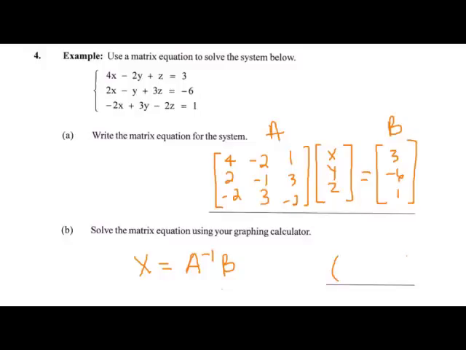So again, we're going to solve the matrix equation using your graphing calculator. So again, remember our first matrix here is A, and our last matrix here is B. So to solve the system using your graphing calculator, again, x is going to equal the inverse of A times B. So I want you to take a minute, plug this into your calculator, find the inverse, multiply that by B, and see what your final answer is. So when you plug this in your calculator, you should get 1 for x, -1 for y, and -3 for z.